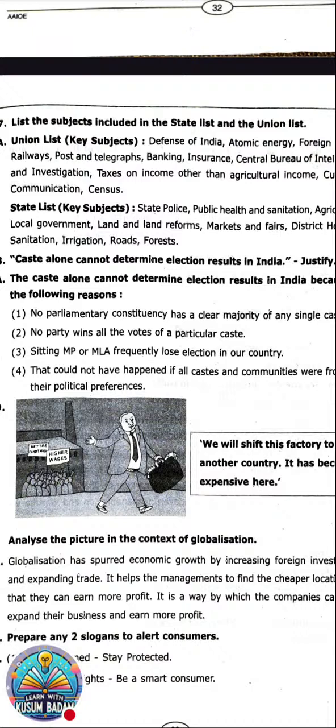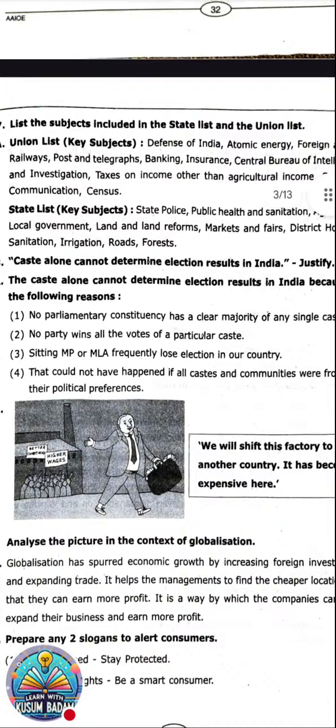Next one, 18th question: caste alone cannot determine election results in India. Justify. Many times we find that the ministers emphasize a particular caste, like, I am the minister of your caste, your creed, your religion, so you must vote for me. So that is unfair elections. So how the caste is determining the elections, it cannot determine the election result.